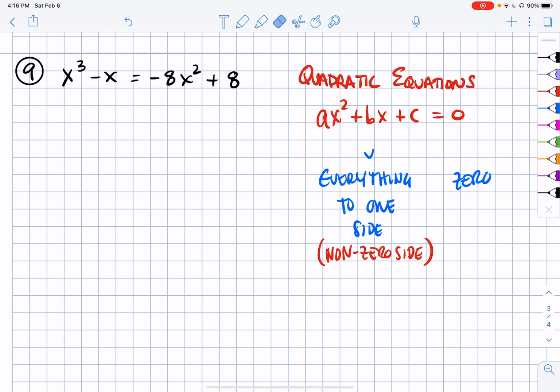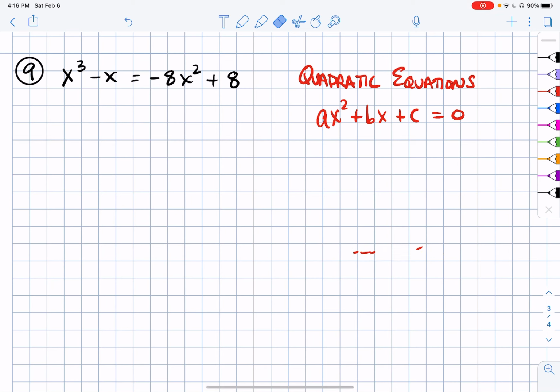So with that being said, let's do that. I have to get everything to one side. So I got x to the third. Actually, you know what? Let's do it one better. Let's go ahead and show the work. So I add the 8x squared, and I subtract the 8.